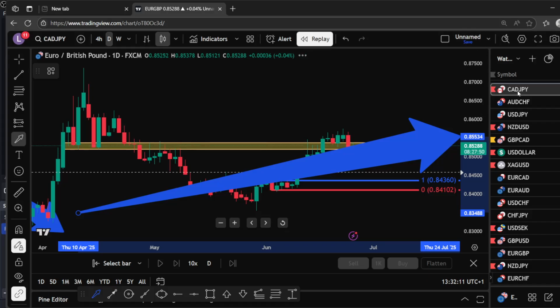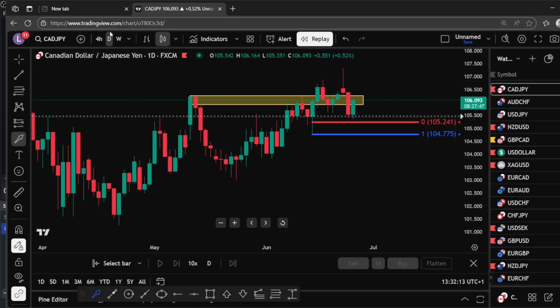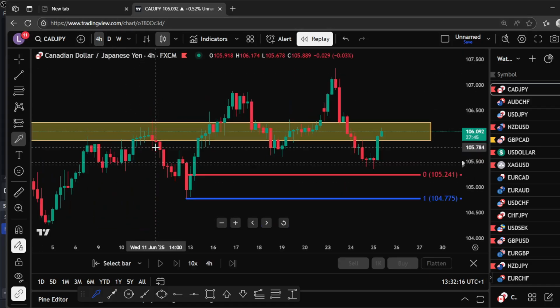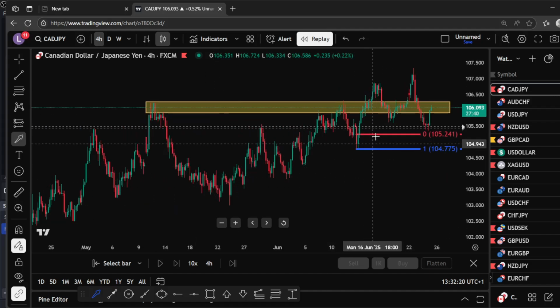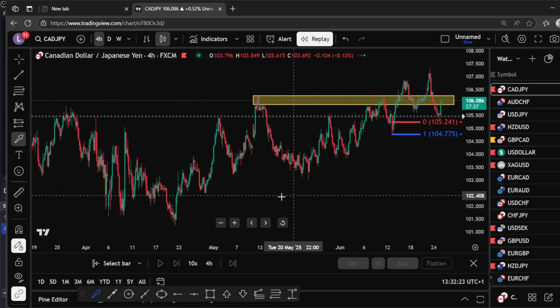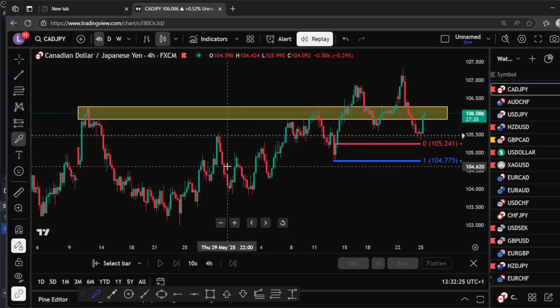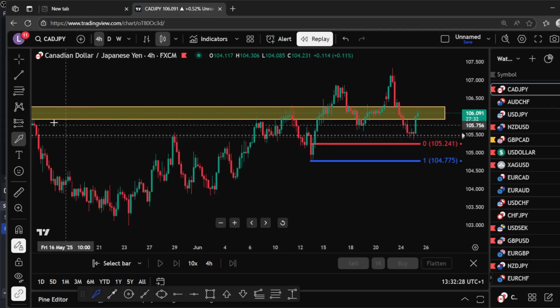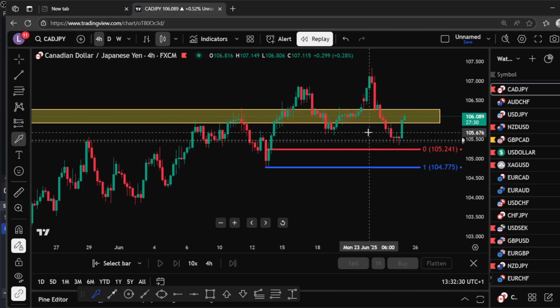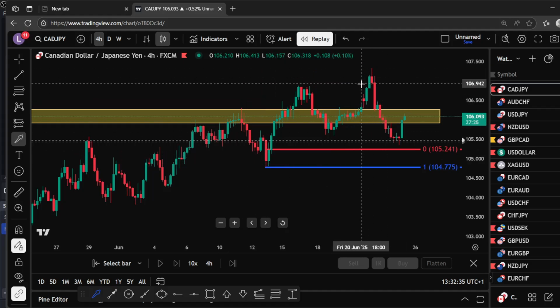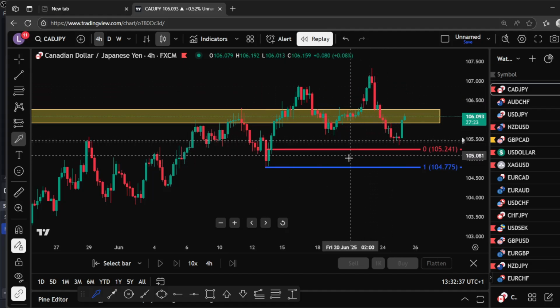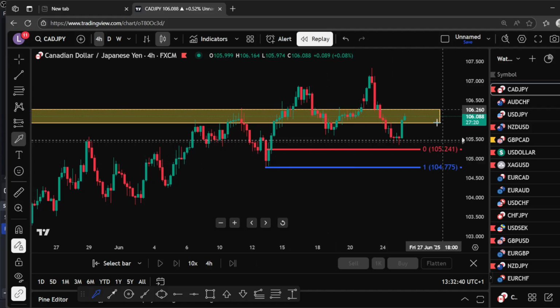There's CAD JPY also on a 4-hour time frame that I'm looking to take a long trade if the market comes back to this demand zone. Yeah. So we're pushing up, and then we had this rejection of the level. We broke out, came back down, did not quite get to the demand zone. We broke back out again. We closed, and if I see price returning to the demand zone, I'll look to take a long trade.